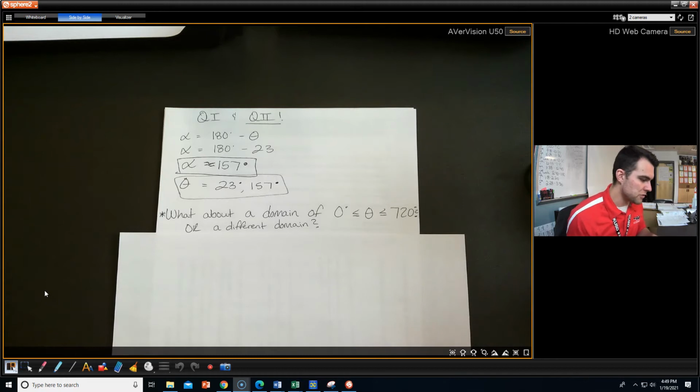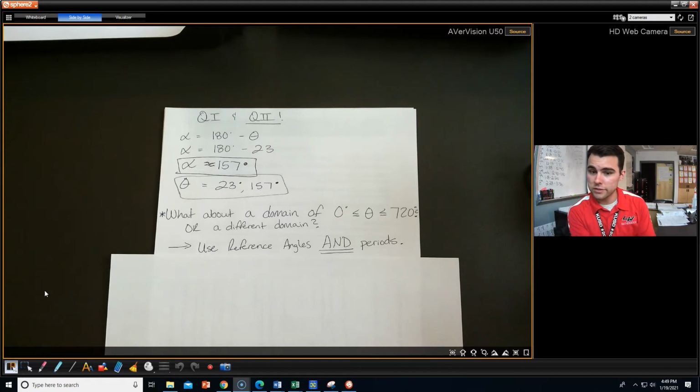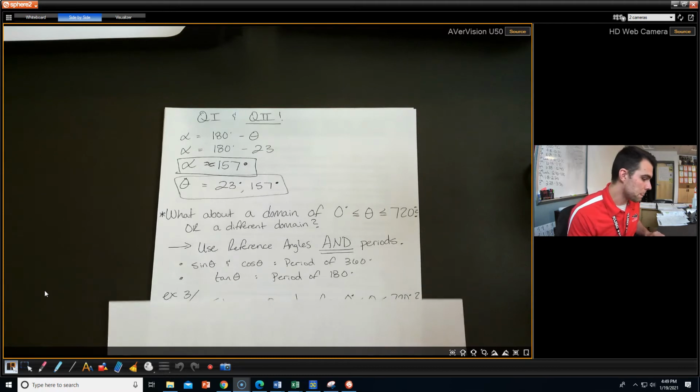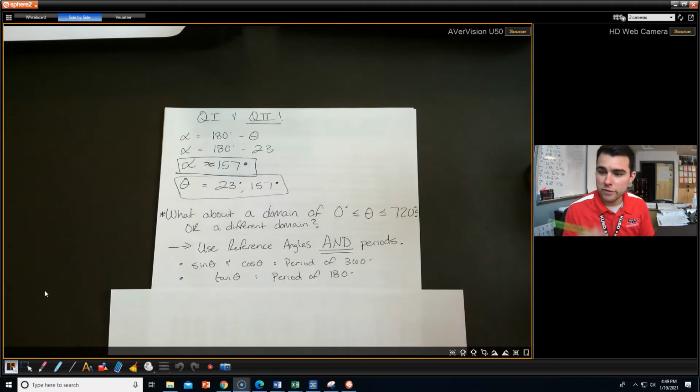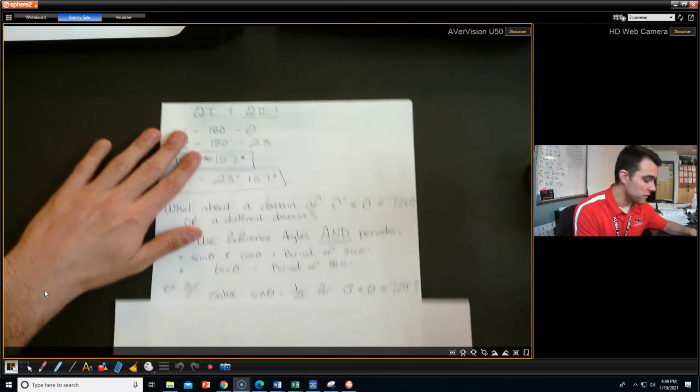But sometimes that happens, right? Sometimes this is negative, right? That is when not only are we going to use our reference angles, but we've got to use the period of our trig functions. Sine and cosine have a period of 360 degrees. Tangent has a period of 180. So let's actually see an example of that.